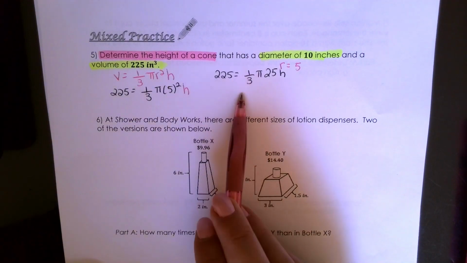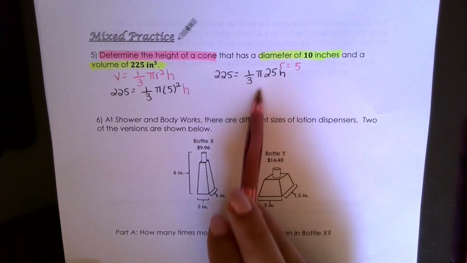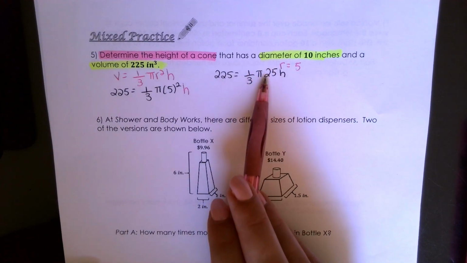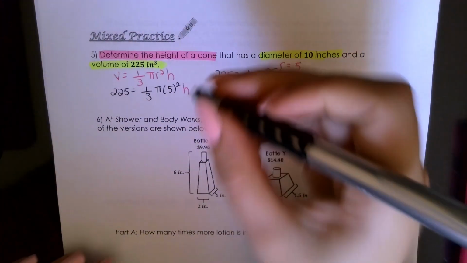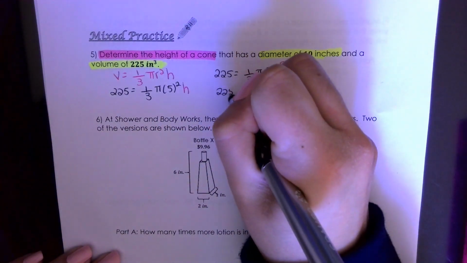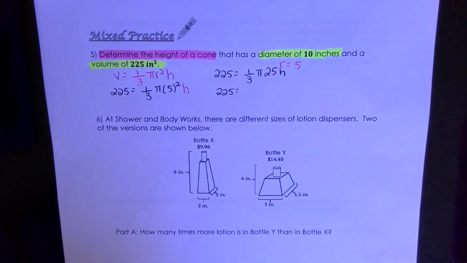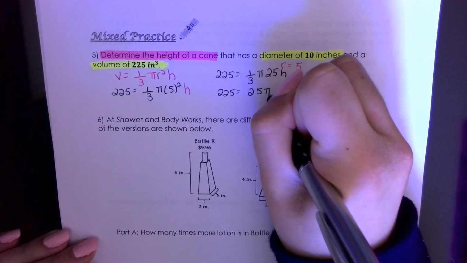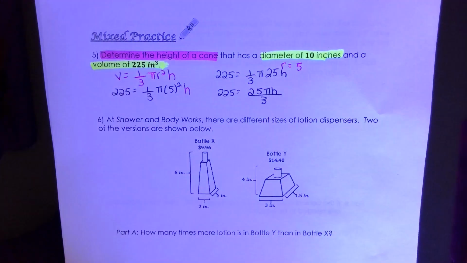1/3 is a fraction. This is not in fraction form. So remember, technically this is all over 1. You could just rewrite this. It's the same thing as saying 25 pi h all over 3. That makes it easier to solve. So I'll have 225, because 1 times everything is just going to be 1. So you're going to have 25 pi h all divided by 3. That's the same thing you're doing.